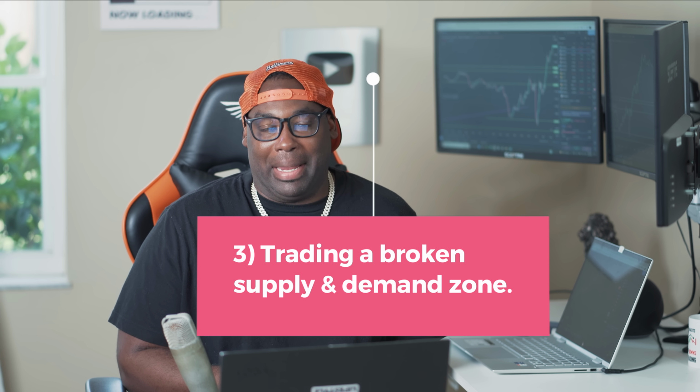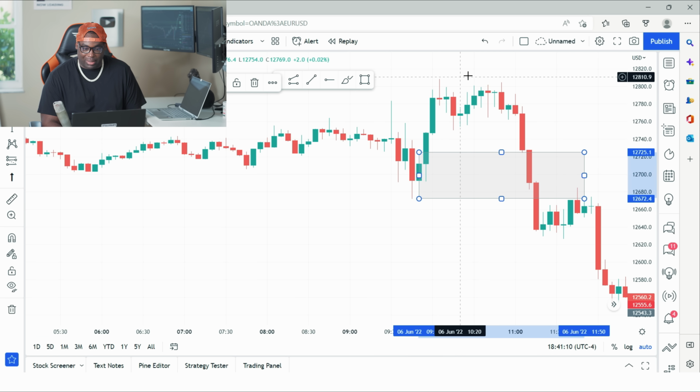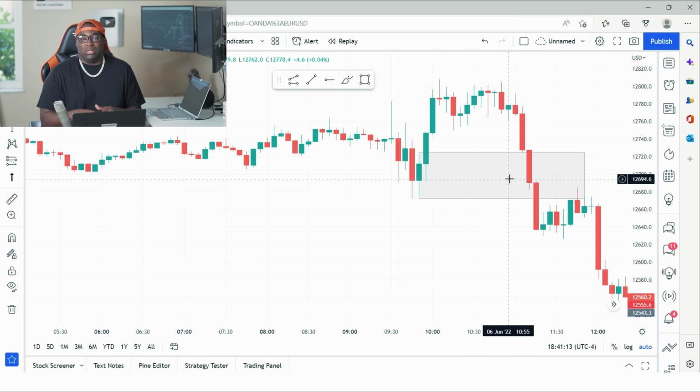So let's go to the third trick, and the third one is trading a broken supply or demand zone. So let me show you guys a quick example. All right, so right here we have a demand zone, okay? Because we have this nice aggressive buying right here. It came back to that demand zone. This is why I tell you guys, it's best to look for a confirmation.